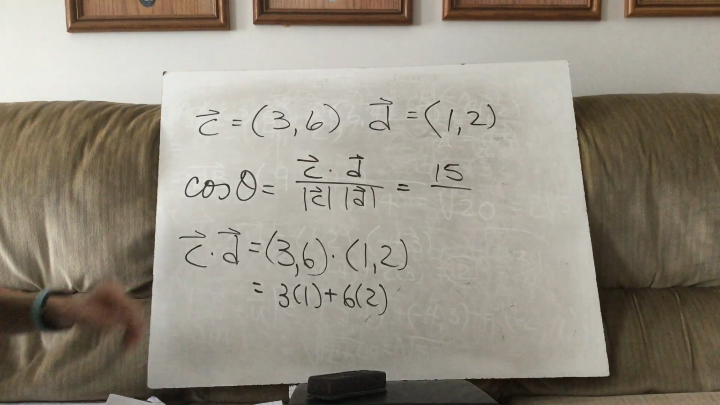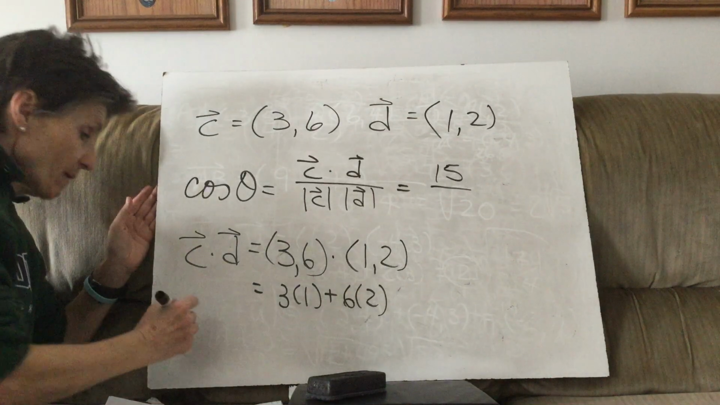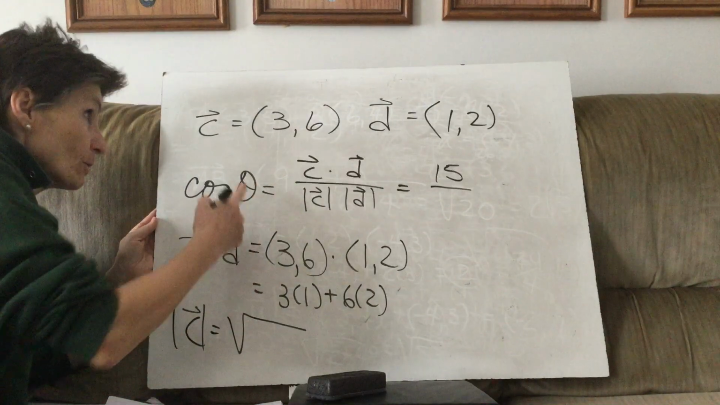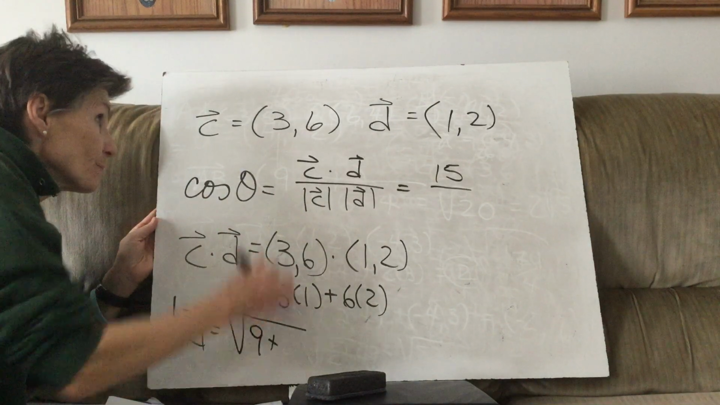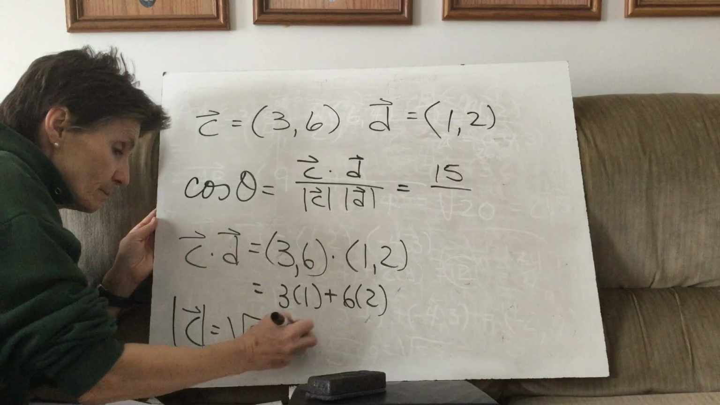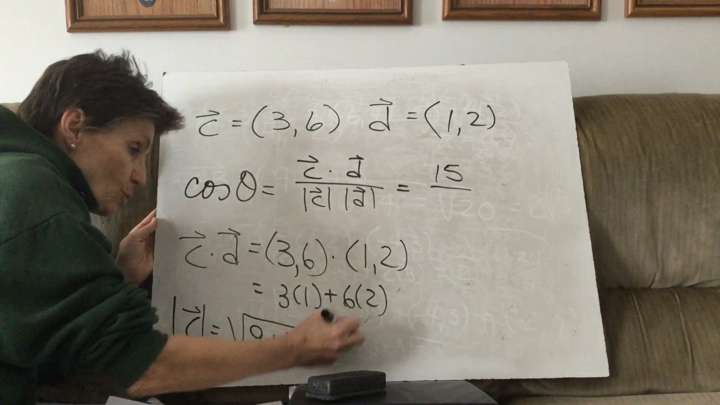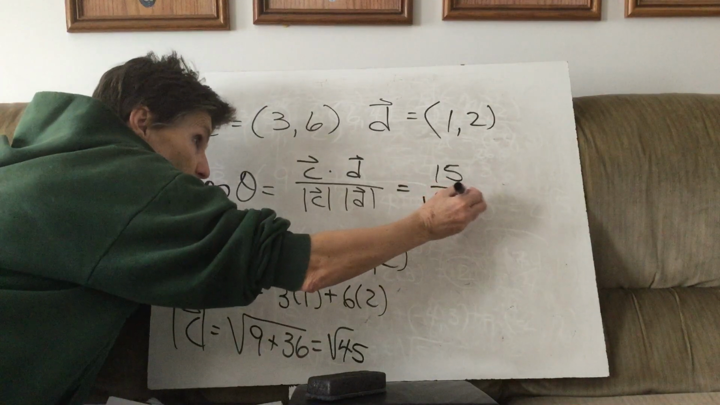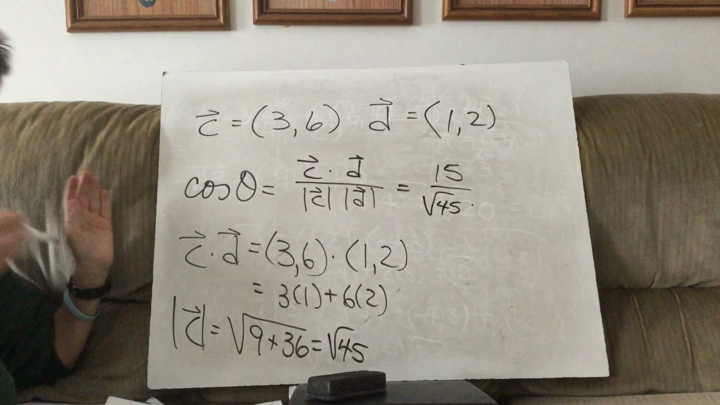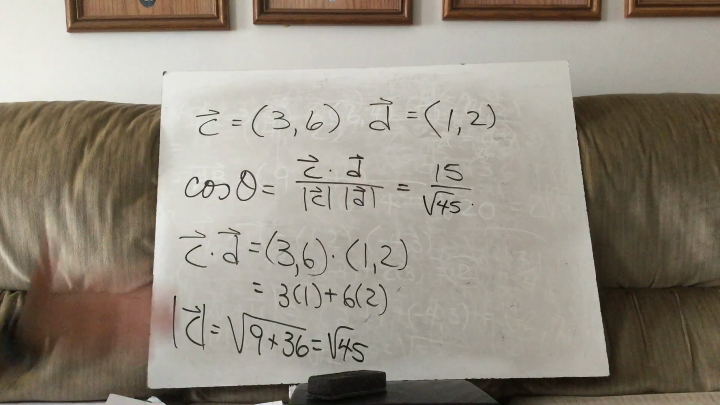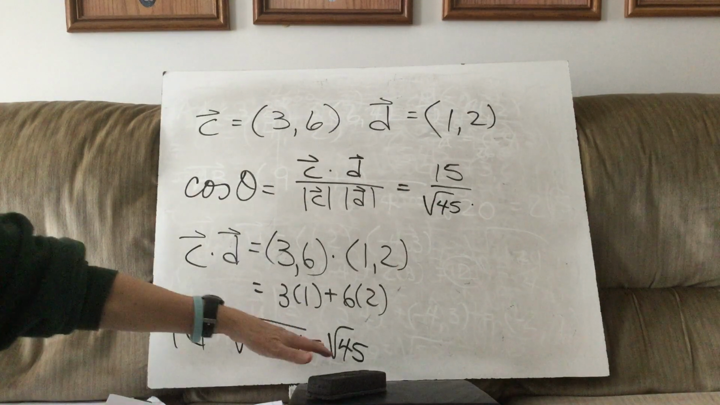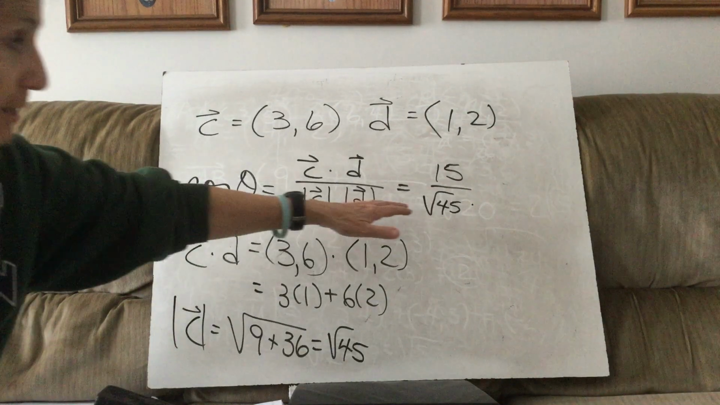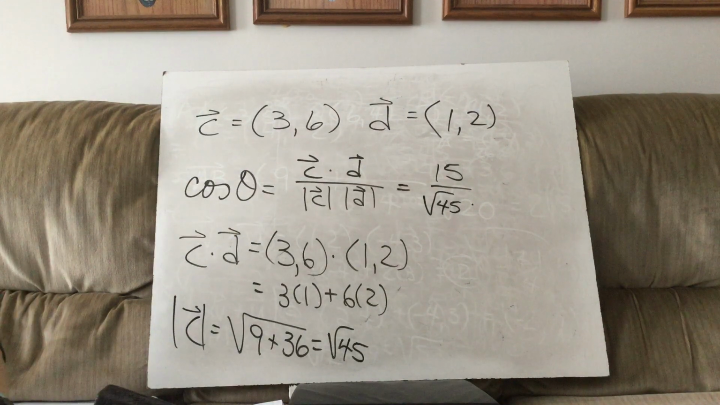Now, we need the magnitudes. So to find the magnitudes, I'll do C first. We square the first one, square the second one, add them up and take the square root. So that's the square root of 45. Now, if you want to reduce that, you can. I don't want to confuse you at all, but this is not the answer. That is not going in the answer blank. It's easier actually to type in our calculator if we just leave it alone.